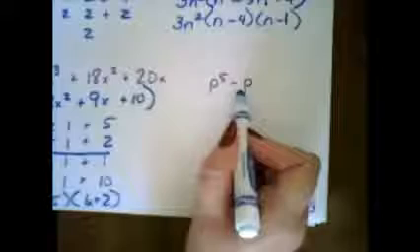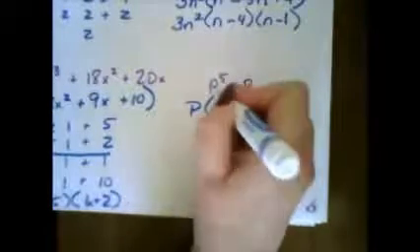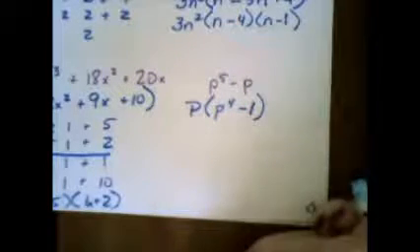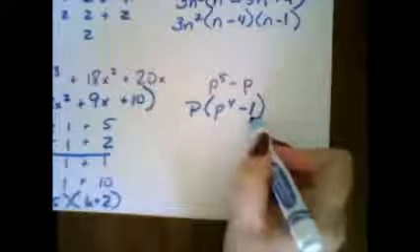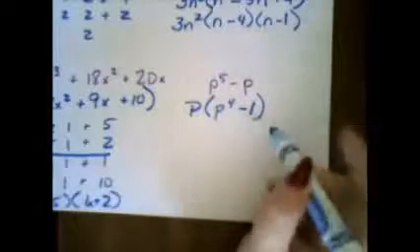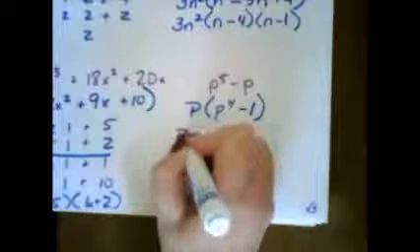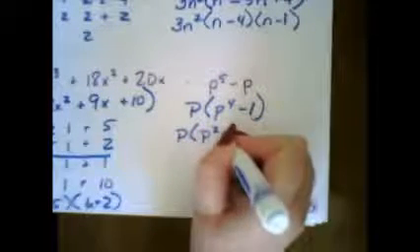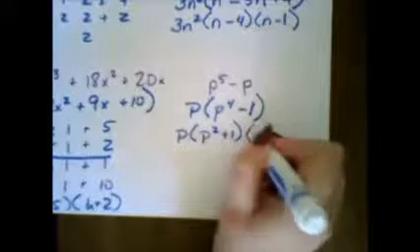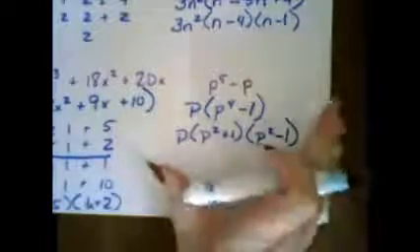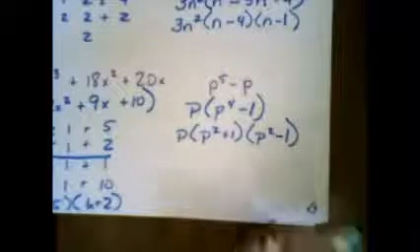The last one we have right here is this one. I'm going to start by pulling a p out. That's going to give us p to the 4th minus 1. And this is an a squared minus b squared scenario. And we remember that that means we have p squared plus 1 times p squared minus 1. And those are fully factored.